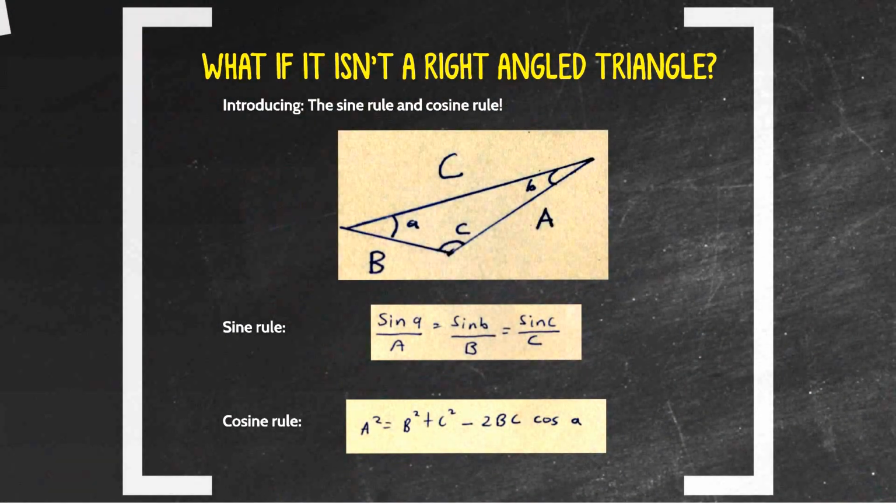So what about triangles that aren't right-angled? Well, in this case, we would need to apply the sine rule and the cosine rule. The two rules are shown below the diagram of the triangle.